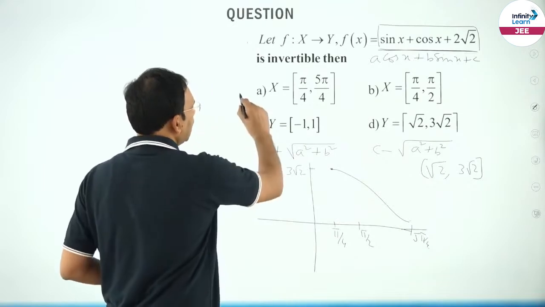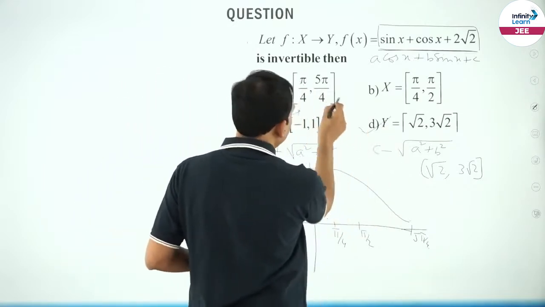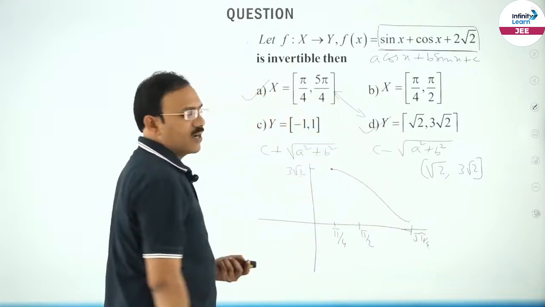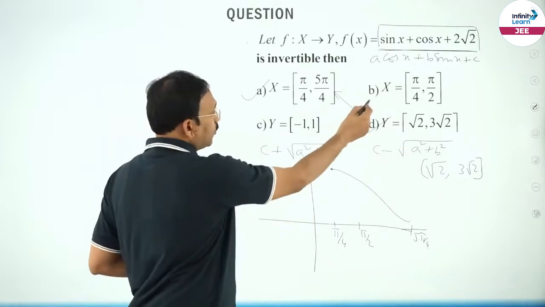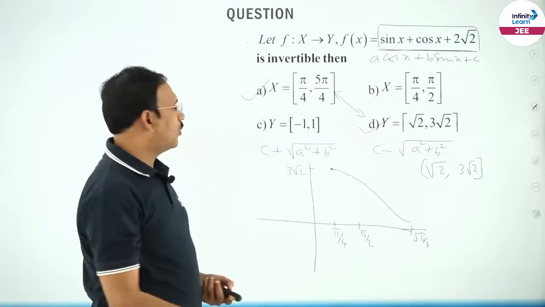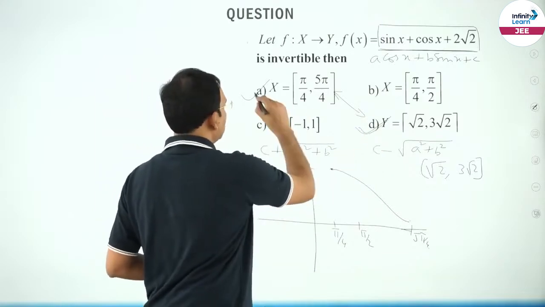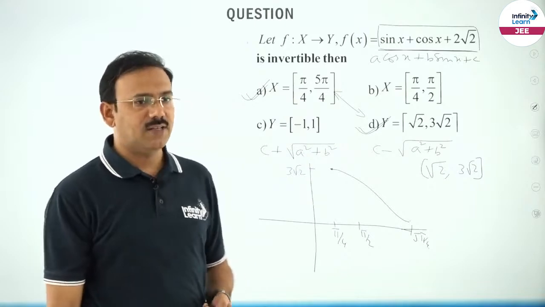So, automatically in this domain and this particular y, for this x and this y, the function is going to be one-one and onto. Whereas, if you take this x, sufficient range is not there for y. So, these two are going to be the suitable options for multi-correct answer type questions, my dear friends.